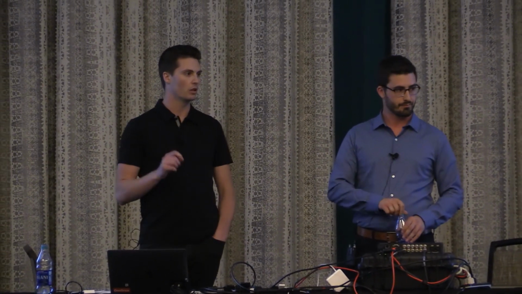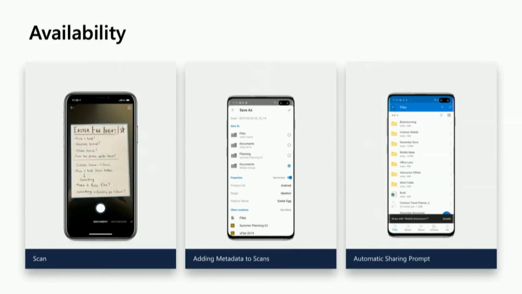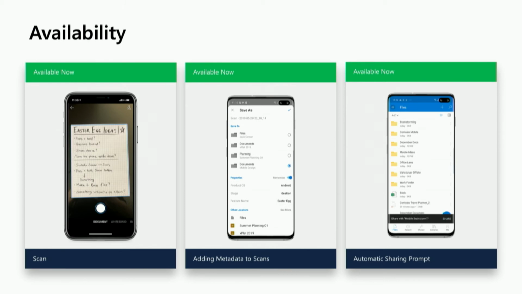Cool. And so for the fun part of the talk, when are these cool things going to be available for you guys to use? So some good news. Our scanning with Office Lens in the app, our adding metadata to scans via our new Save As sheet, and our very cool automatic sharing prompt after you scan are all available now to use. So give them a try, let us know what you think, and please, as always, send us your feedback.